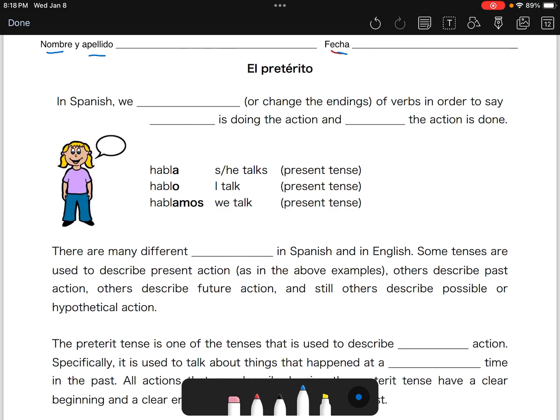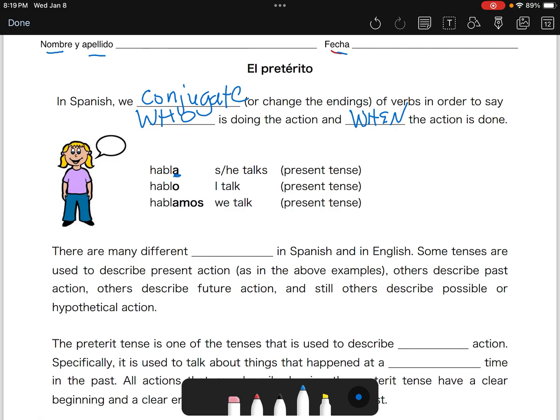In Spanish, we conjugate, or change the endings of verbs, in order to say who is doing the action and when the action is done. So in the present tense, we've practiced that a lot last year and just practiced it recently. He or she talks would be habla in the present tense.